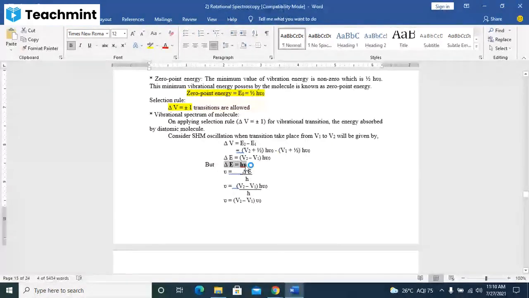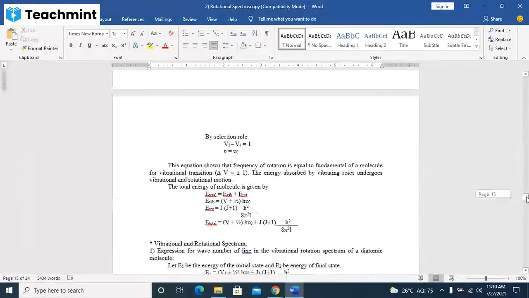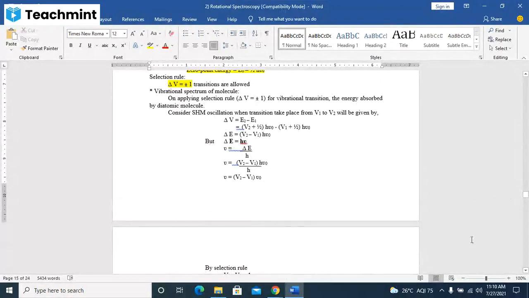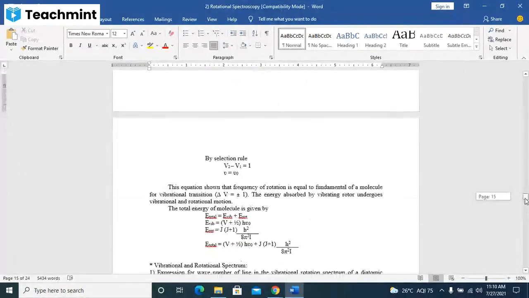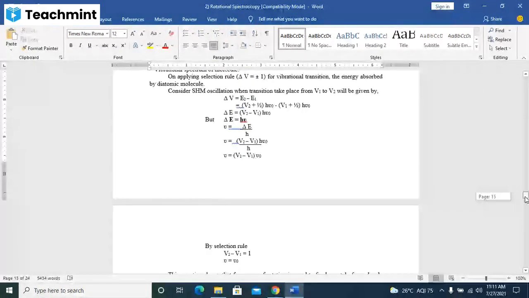According to Planck's quantization theory, delta E is equal to h nu. All the energies are quantized, which is related by the equation h nu, so nu is equal to delta E by h. Nu is equal to (v2 minus v1) h nu 0 by h. Nu is equal to (v2 minus v1) into nu 0, because the h gets cancelled. By the selection rule, you know v2 minus v1 should be 1, and therefore nu is equal to nu 0.